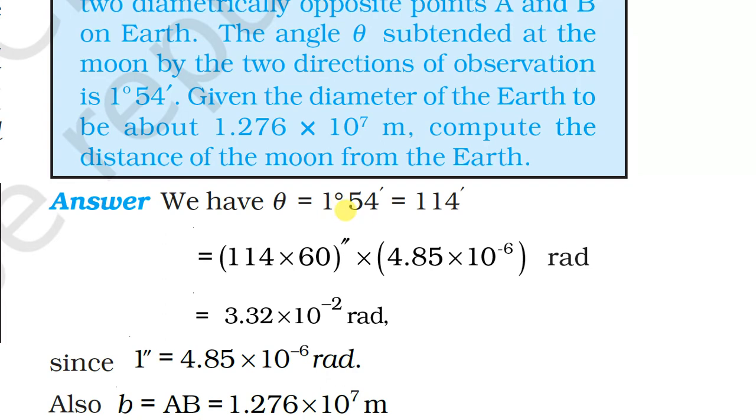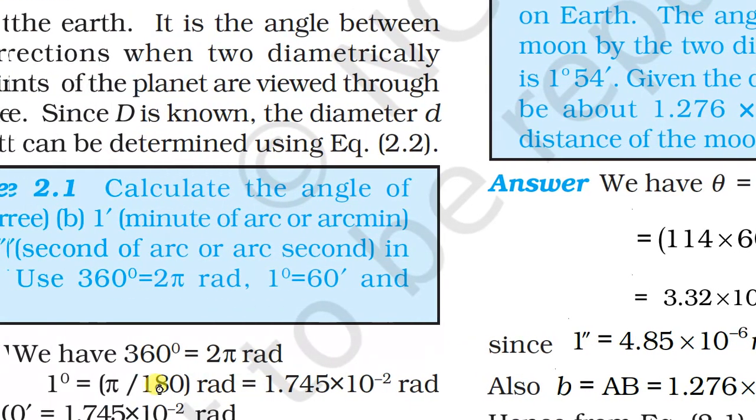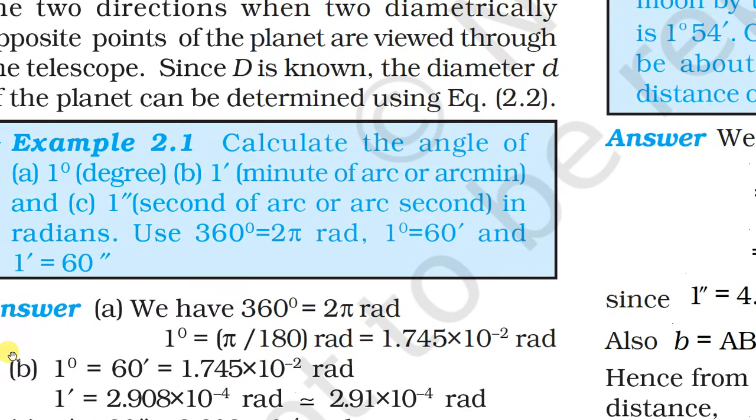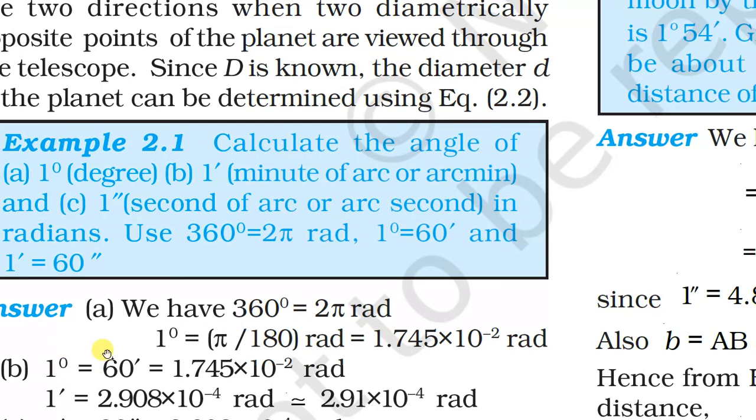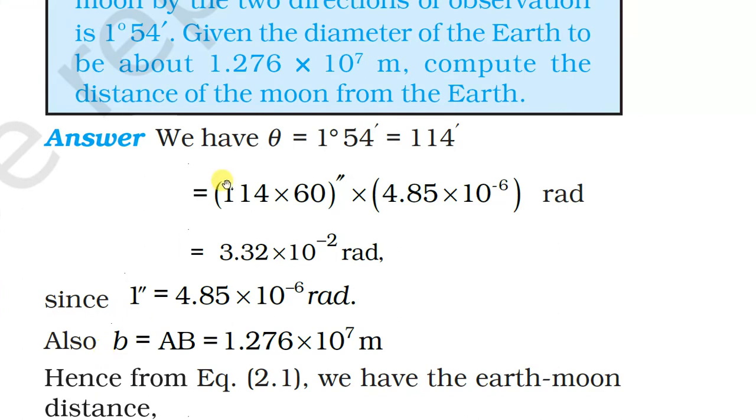In the previous example we saw that 1 degree is equal to 60 minutes. So 1 degree is 60 minutes, and we also have 54 minutes. So 60 plus 54 gives us 114 minutes, and we need to convert this into seconds.